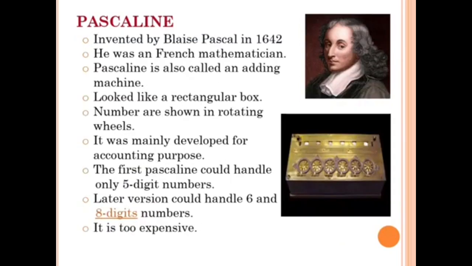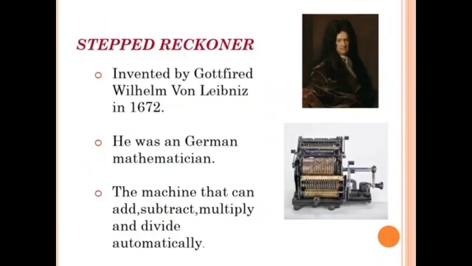The next one is the Pascal line. The Pascal line is also called an adding machine. It is in a rectangular box. It works in a clockwise direction. First, they introduced 5-digit numbers. Later, they introduced 6 to 8-digit numbers, but it was quite expensive. The next one is the stepped rectangle. This is also the same.